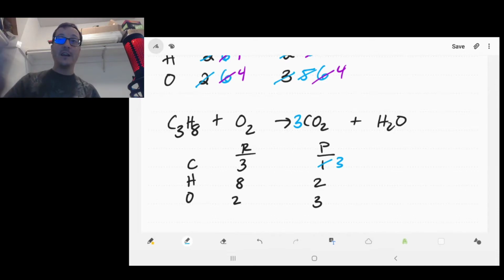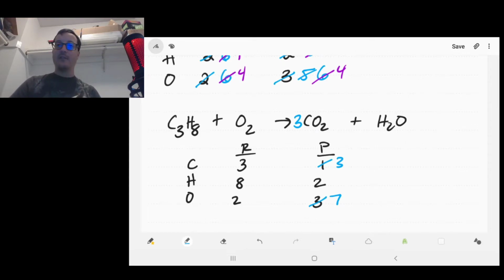Now we have to reevaluate our oxygens. We have now 6 from CO2 and 1 from water. That's a total of 7. All right, we've changed something that has oxygen, so we need to change our tallies. Great. Carbon's done. Let's look at hydrogen.